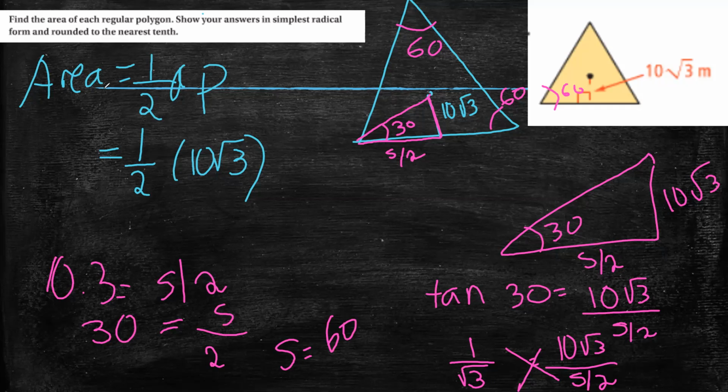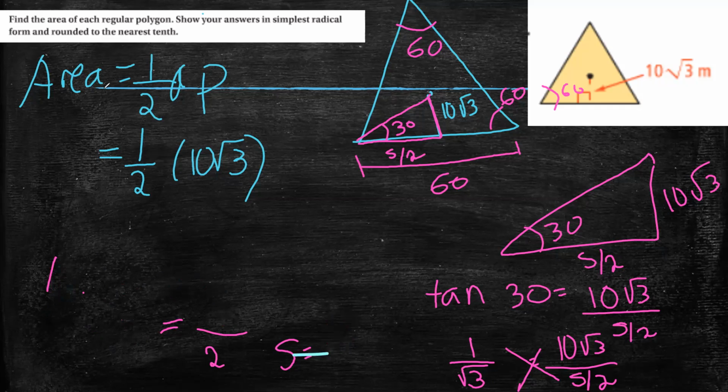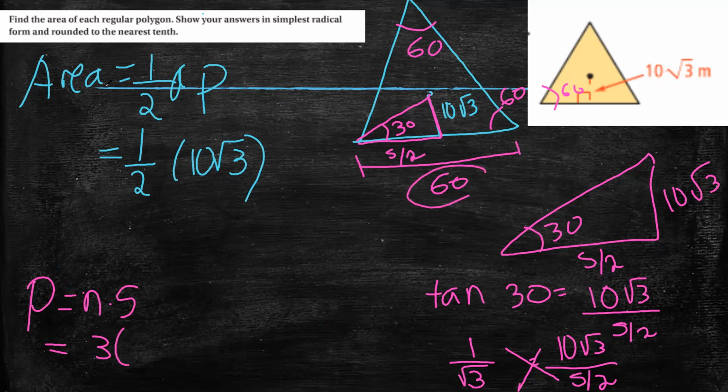So the length of this side here will be 60. So let's go back now to find my area: half, apothem, perimeter. So I need to find the perimeter now. I bring the perimeter by multiplying n times s. So the perimeter is n s. How many sides are there for the triangle? They are 3. And what is the length of each side? 60. So the perimeter here is 180.